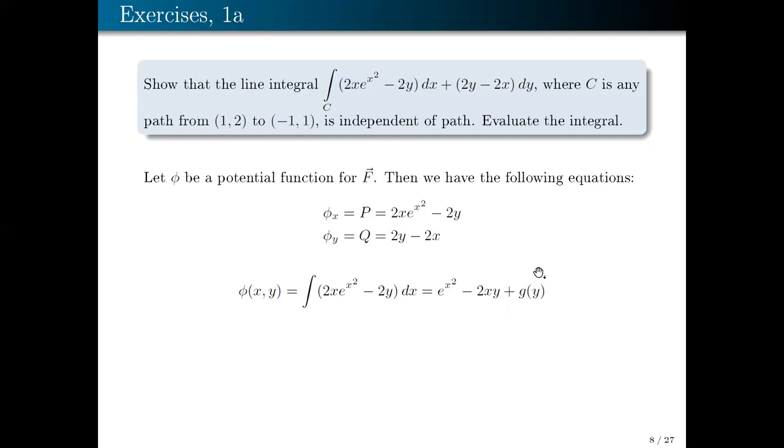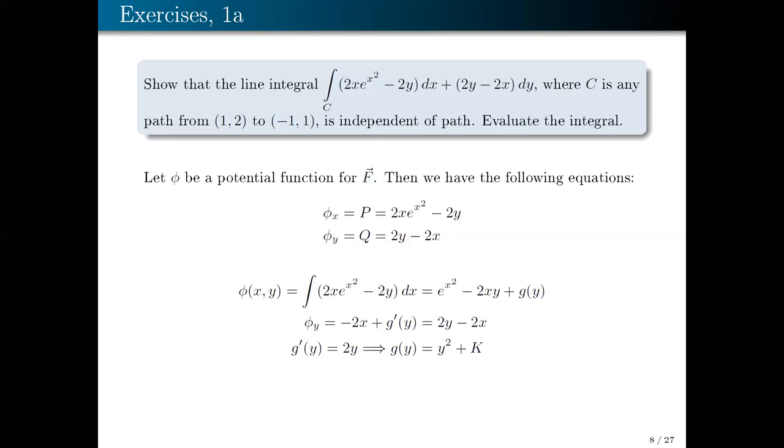Now, we determine what g of y is by differentiating this phi with respect to y, and then comparing it with the phi sub y from the equation over here. So we have phi sub y equal to, well, e to the x squared goes away. It becomes 0, and we are left with minus 2x plus g prime of y, which is equal to 2y minus 2x. Okay, we cancel that minus 2x there, so we get g prime equal to 2y, and taking the antiderivative gives us g of y equal to y squared plus some real number k.